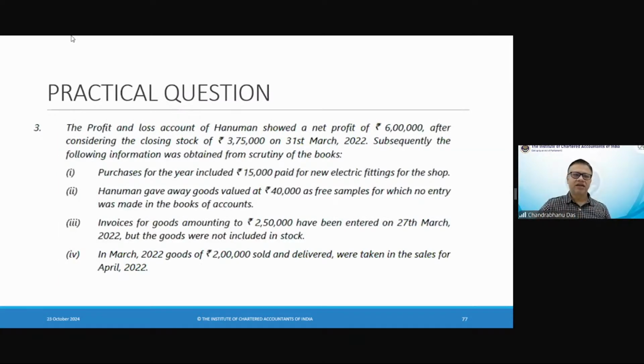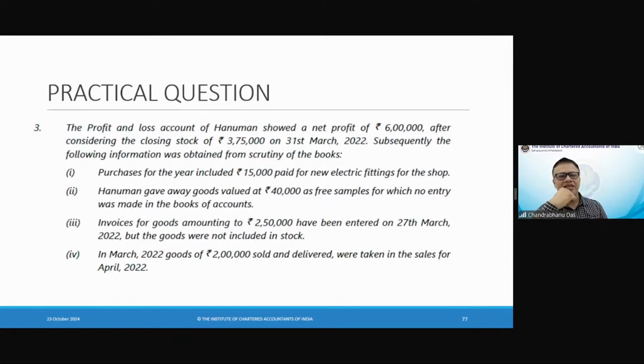This is another practical question given in the book. The third question is the profit and loss account of Hanuman. It is showing a net profit of 6 lakhs after considering the closing stock of 3,75,000 on 31st March 2022. Now you see here, this is a bit twisted question. Instead of asking for inventory, it is showing the net profit. Because you all know that for the net profit you need the gross profit, and for the gross profit you definitely need the closing stock. So from the closing stock, it is saying derive the gross profit, and then from there the net profit.